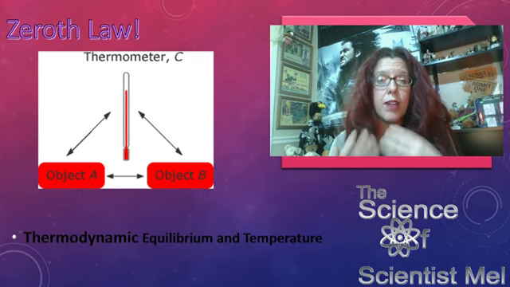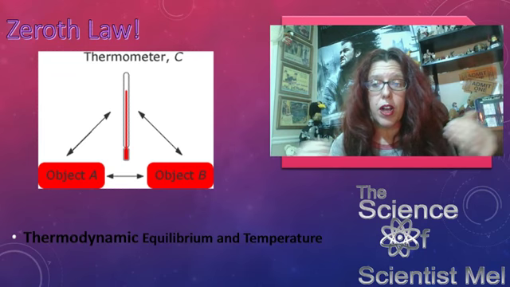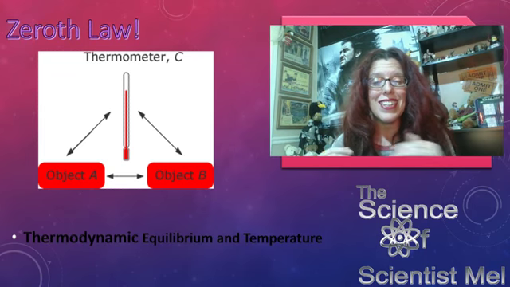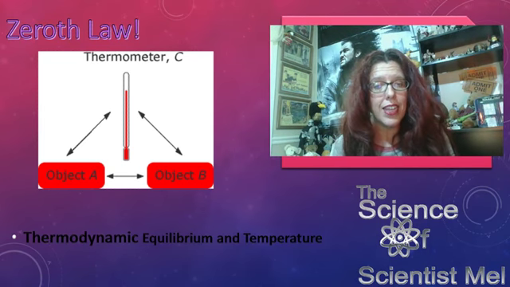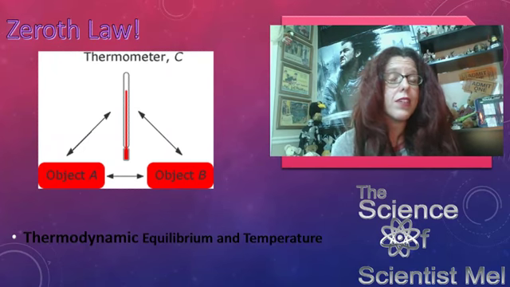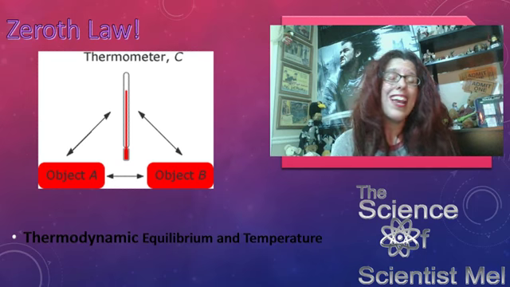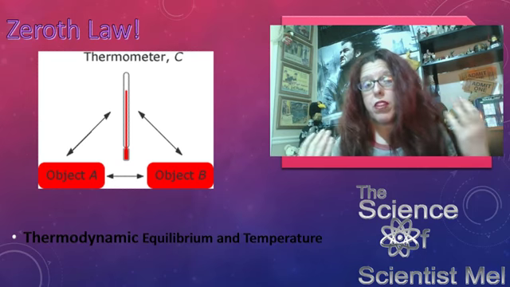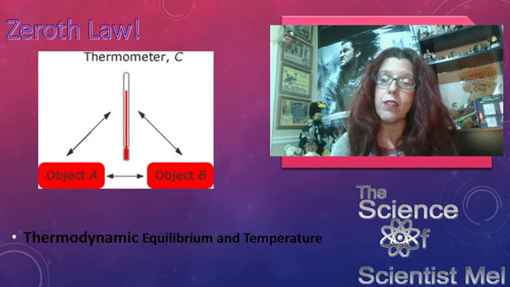How do we know that? If the 2 objects were to touch, we can see that the temperature stays the same. This is how we can calibrate thermometers. So if we have 2 objects that have the same heat transfer and the same temperature, the thermometer is going to have the same reading for both.